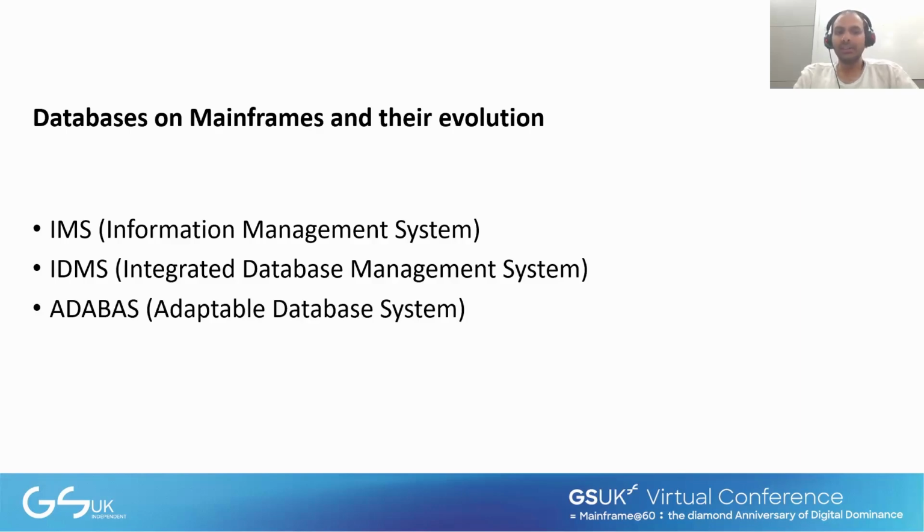And there is ADABAS, the Adaptable Database System. This has been offered by the Software AG company, and it typically goes with the Natural language. Likewise, we have COBOL and Python, different scripting and high-level languages, and there is a language called Natural. Moreover, these two were launched in the early 1970s, 1972 or 73. But there have been changes. Even these database management systems have evolved day by day.